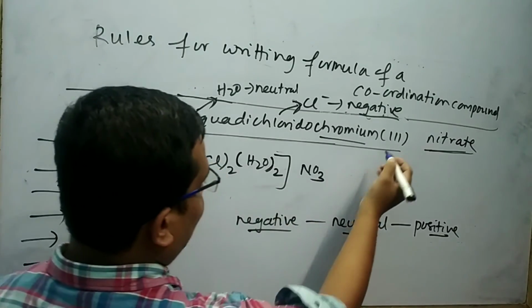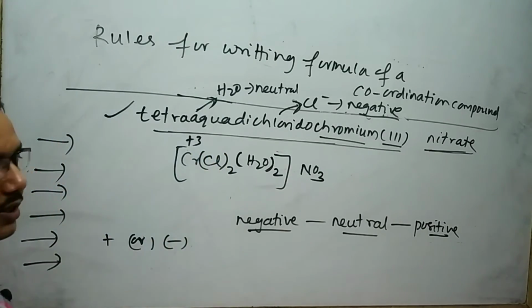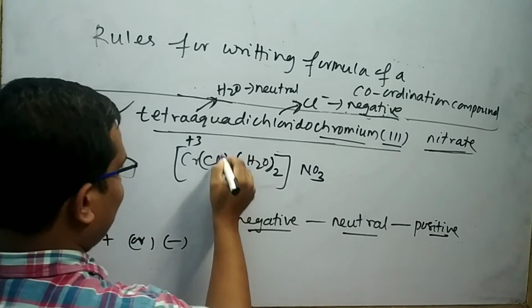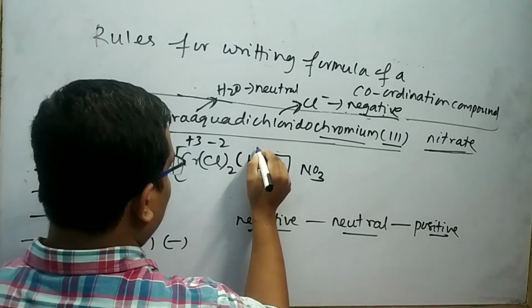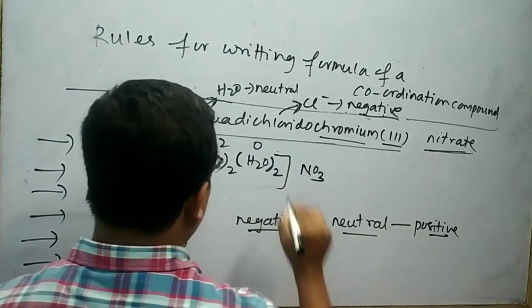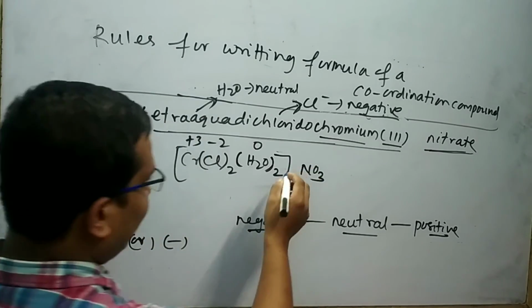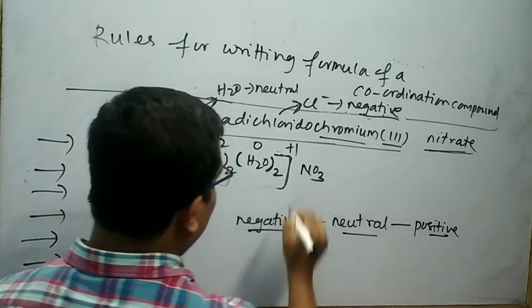Your chromium having oxidation number 3. So here I put plus 3. Chlorine have minus 1, that means totally minus 2. Water having no charge, so here I will put 0. The total charge which will be written on the right superscript of the coordination sphere is your plus 1.